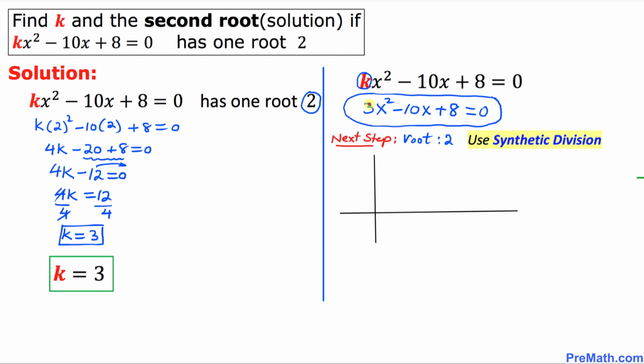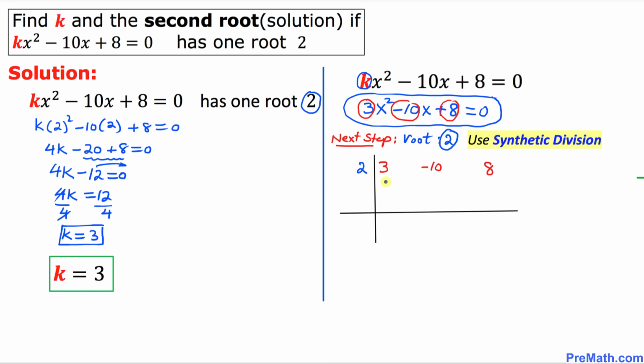The very first step is to look at this quadratic equation. Look at these coefficients only: 3, negative 10 and here 8. I am going to write down these numbers 3, negative 10 and positive 8. And at the same time, this one root, 2, is going to go outside.